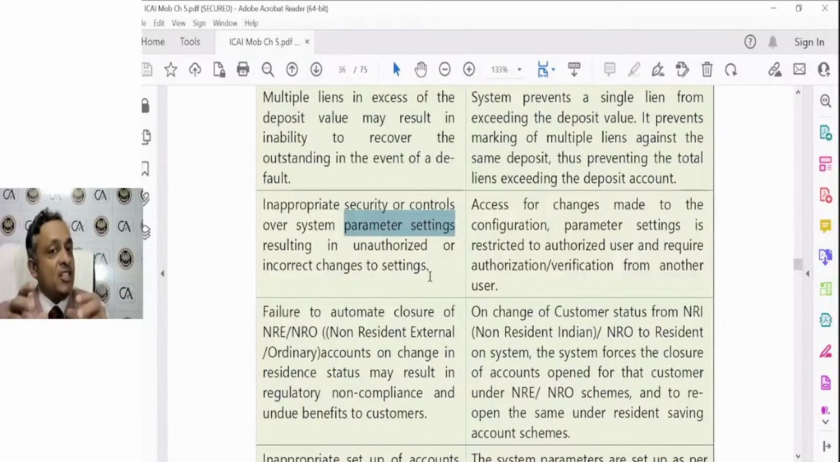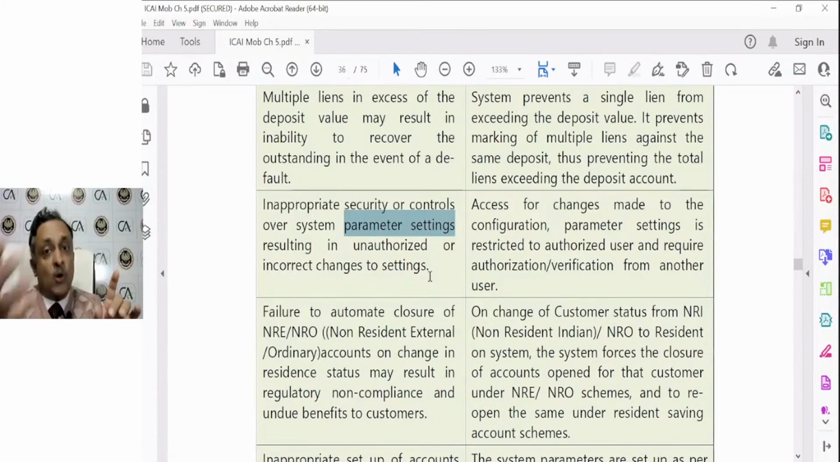In cash credit loan, my general security is my stock and my debtors. Suppose I have taken a cash credit loan against a security of my stock. When I give a stock statement, suppose I give a stock statement of 10 crore. The banker says that whatever stock statement I submit, the bank is going to reduce a margin of 25%. So if my stock value is 10 crores, margin is 25%, the allowable advance to me will be 7 crore 50 lakh. So 25% is margin, that is a parameter setting in the system.